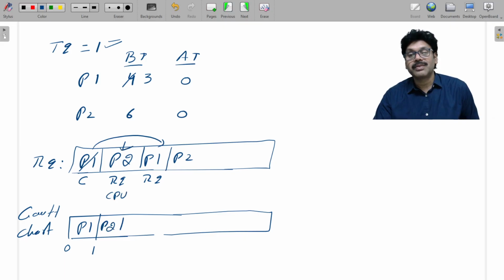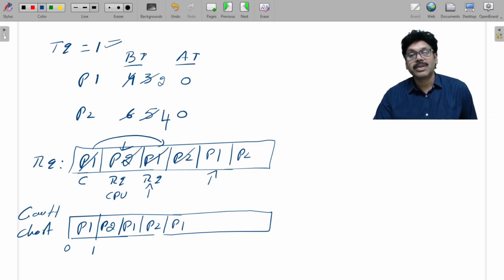P2 is executed again for 1 unit of time. The balance is still 5. Therefore, P2 has to come back to the queue. Then P1 gets a chance; it is executed 1 unit of time, and the balance is 2. Then again P1 has to come to the queue. Then P2 executes for 1 unit of time, the balance is 4, and again P2 has to come to the queue.